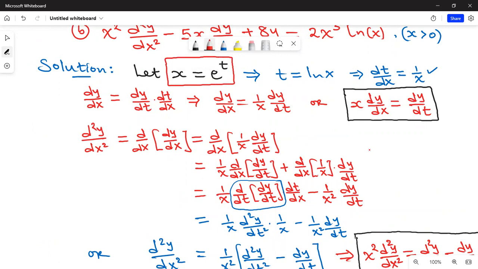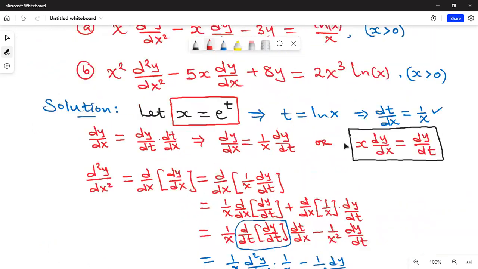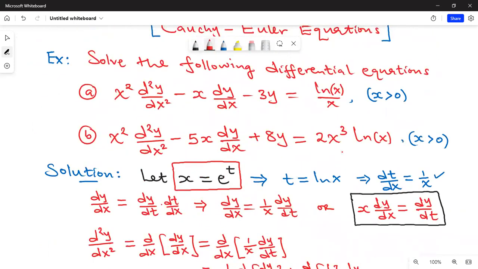So now let's see how to solve part A of these problems. In part A, we need to transform that to a linear ODE with constant coefficients.